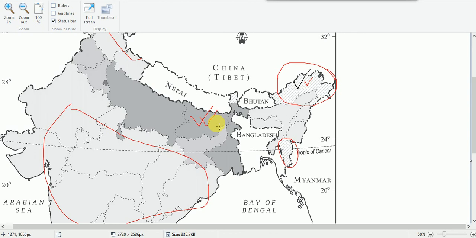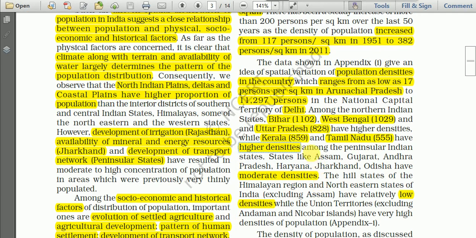Okay, so Bihar has the highest population density in India, whereas Arunachal Pradesh has the lowest population density. And next we have West Bengal here, 1029. And next we have Uttar Pradesh. So these are the three important states in northern India having very high population density.